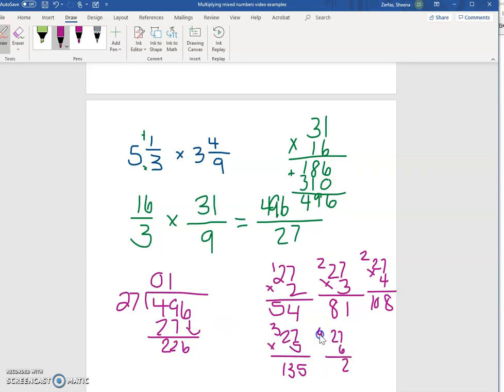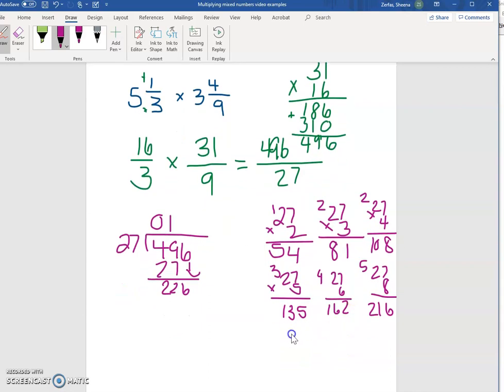So 6 times 2 is 12, plus 4, 16. 27 times, I'm going to skip up to 8. 8 times 7 is 56. 8 times 2 is 16, plus 5 more is 21. So last step, let's see if I can make 9 groups. 9 times 7 is 63. 9 times 2 is 18, plus 6. So I don't have enough to make 9 groups because I would need 243. So I can make 8 groups.